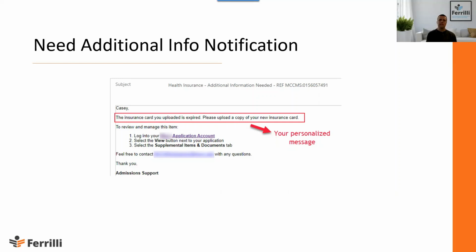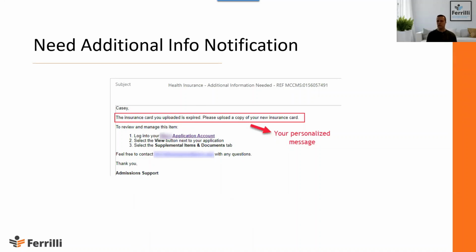You can see here in the screenshot that most of the text of this email is preset. It's already preset in the workflow process, but it's that personalized part, that paragraph you see in the red box, that is the part that's dynamic about this.